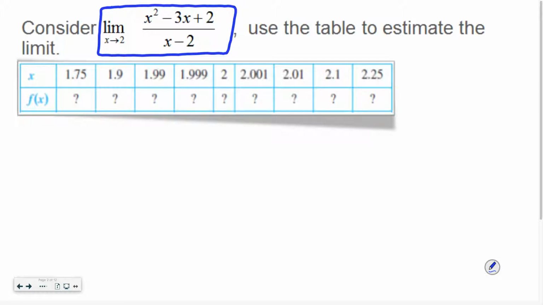Okay? So there's 1, 2, 3, 4, 5 of this. 1, 2, 3, 4. So pod 1, I want you to plug in 1.75 and 1.9 and tell me what those y values are. Pod 3, I want you to do 1.99 and 1.999. Pod 3, that's you. Pod 4 and 5, I want you to plug in 2.001 and 2.01. And then pod 6, I want you to plug in 2.1 and 2.25.